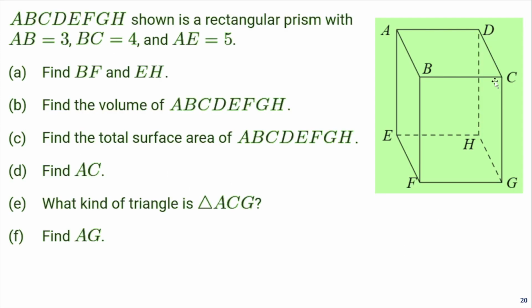ABCDEFGH, shown here on the right, is a rectangular prism with AB equals 3, BC equals 4, and AE equals 5. Can you answer each of these questions below? I'll give you 3 minutes, and after that, we'll have a look at solutions one by one, okay?